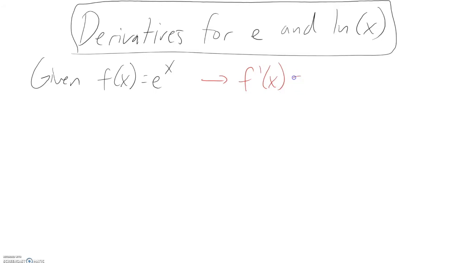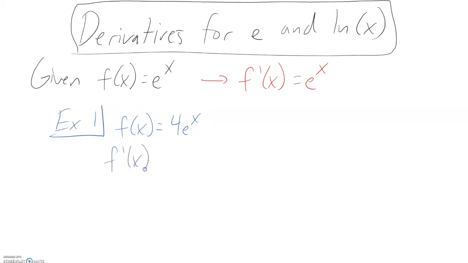This particular derivative is pretty interesting because f prime of x in this case would just be e to the x. This is the only function that exists where the derivative function is the same as the original function. So for example, if we have f of x equals 4e to the x, in my previous video I said constant coefficients don't matter, so the derivative of this will be 4 times whatever the derivative of e to the x is, which is just e to the x.